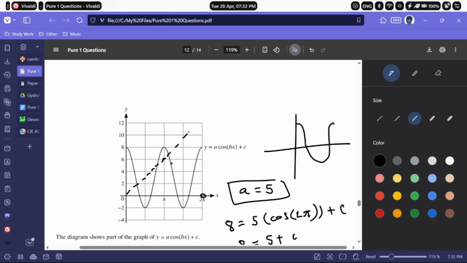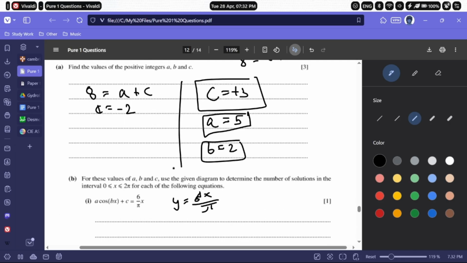And then that would give you the intersection. So 1, 2, and then 3. So there are 3 intersections.